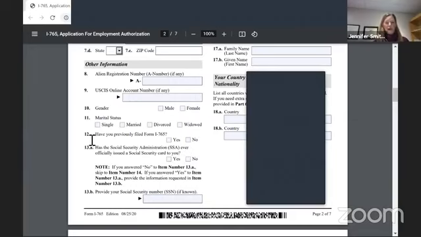This question is asking if you've ever filed a form I-765 for a work permit in the past. Usually this is a no, especially if this is your first time DACA. If you're renewing, then the answer is yes.